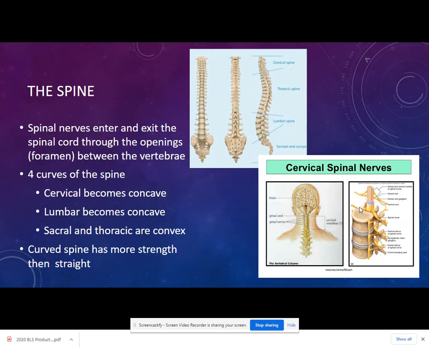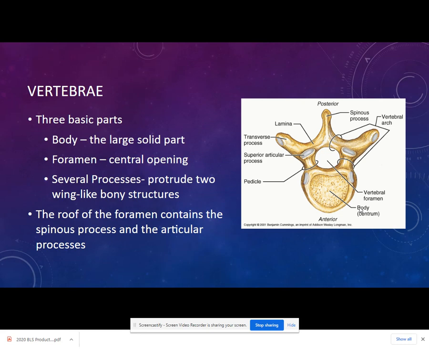So when we look at the vertebra individually, we're going to look at 3 basic components: the body, the foramen, and the processes. So the body is the big area, the stabilization area, the protection area, the big bulky part. The foramen, remember, is the opening. The processes, there's a bunch of them. So there's going to be the transverse processes, which are out to the sides. And then you've got the spinous process, which is out back towards the posterior side.